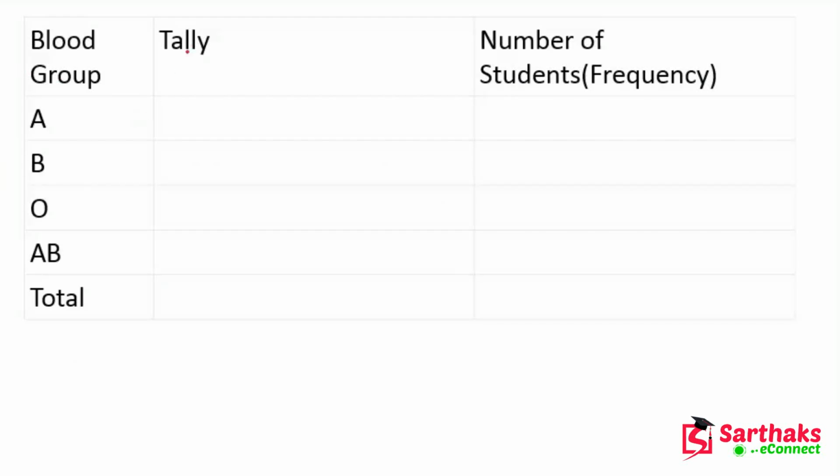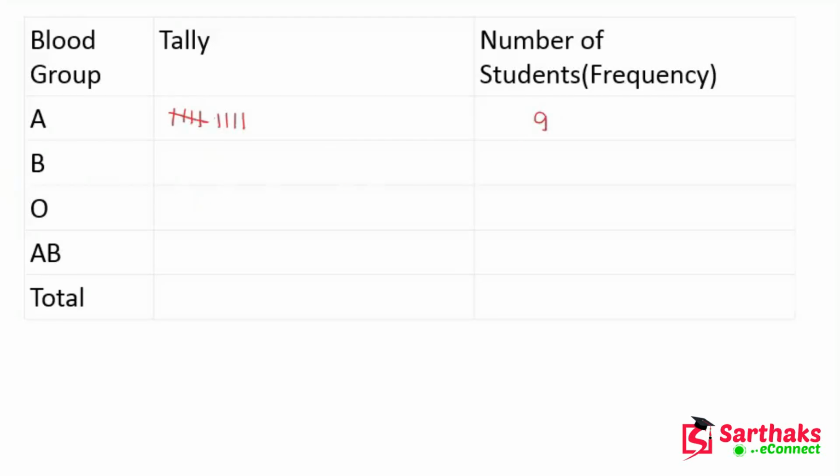So now tally means 1, 2, 3, 4, 5, 6, 7, 8, 9. So this is the meaning of 9. Here we have to draw 9 lines, in which after every 4 lines we have to cut the 4 lines with the next one. Like if let's suppose this is 10, so for the 10 we have to cut these 4 lines. So this is the tally. So how many? There are 9.